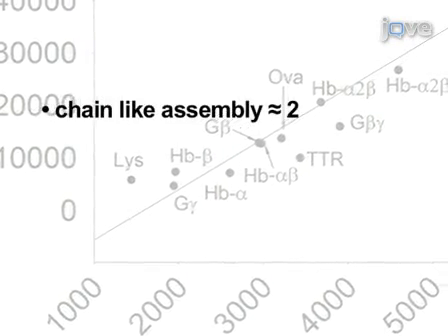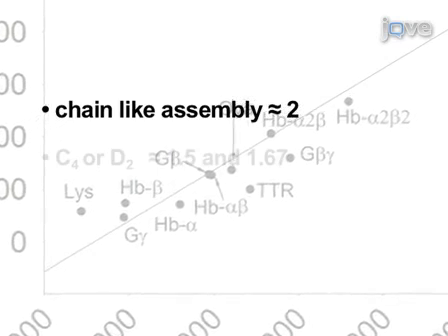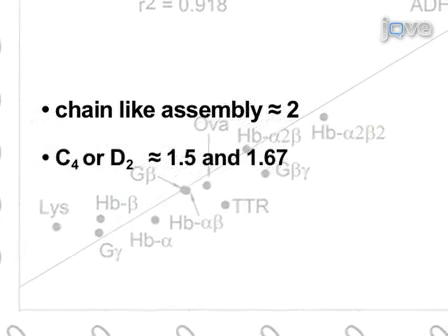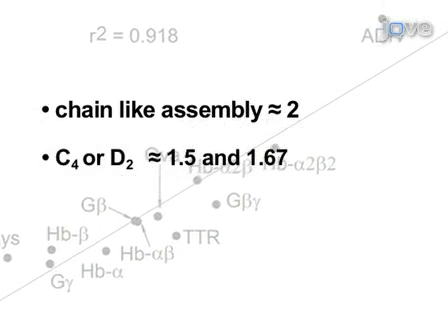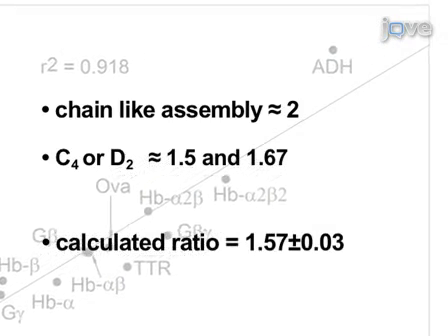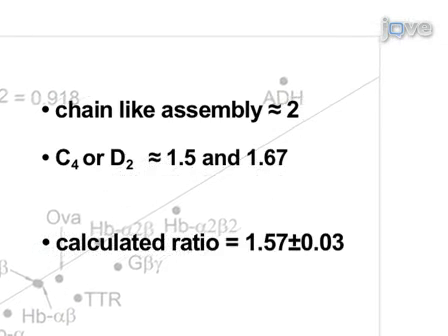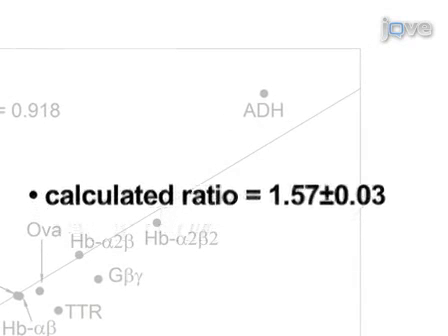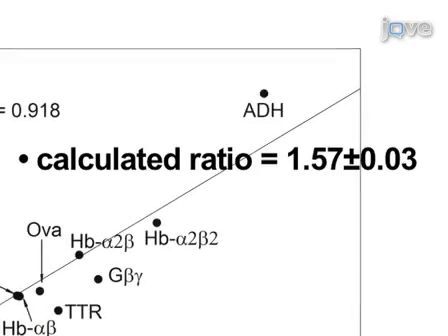A chain-like assembly will increase the tetramer CCS at about twice, while a C4 or D2 packing will yield an increase of about 1.5 and 1.67 respectively. The calculated ratio between the measured CCS values of the tetrameric and dimeric forms of hemoglobin was 1.57 plus or minus 0.03. This number illustrates that the native structure is not linearly organized, but is arranged in a more compact form, either as a cyclic or dihedral tetramer.